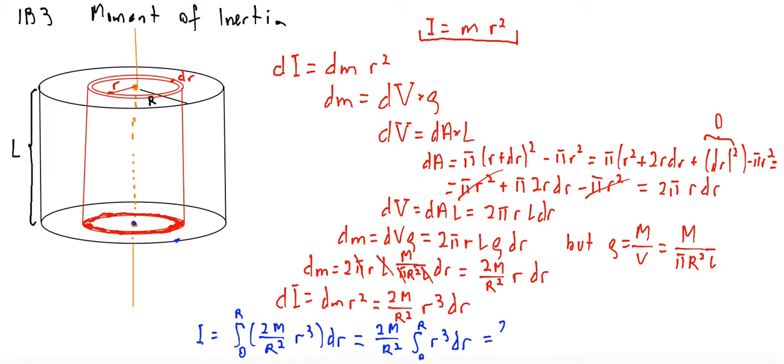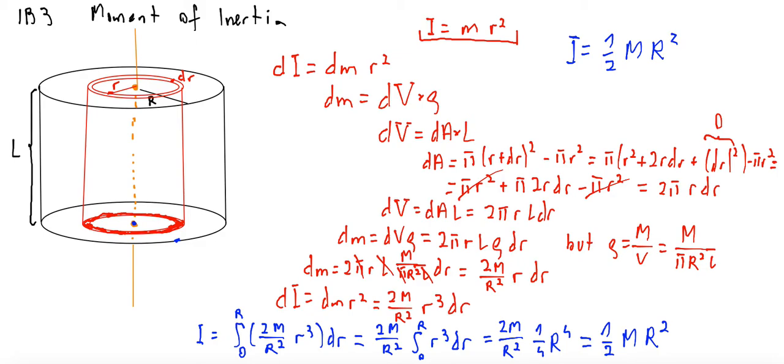It's easy because 2m over R squared stays, and integral of r to the power of 3 from 0 to R is 1 over 4 R to the power of 4. So finally this 2 is crossed with this 4 and we have half. M is M, and R squared with R to the fourth gives R squared. So finally, moment of inertia of the cylinder is equal to half of its mass and squared radius.